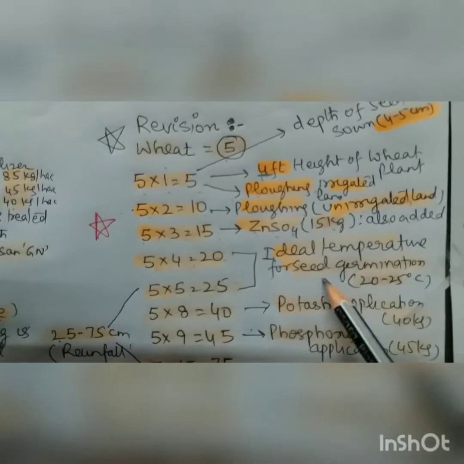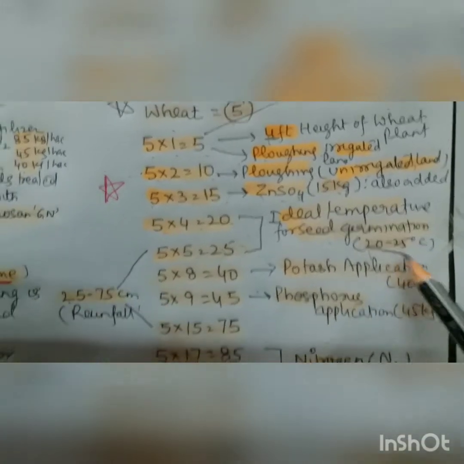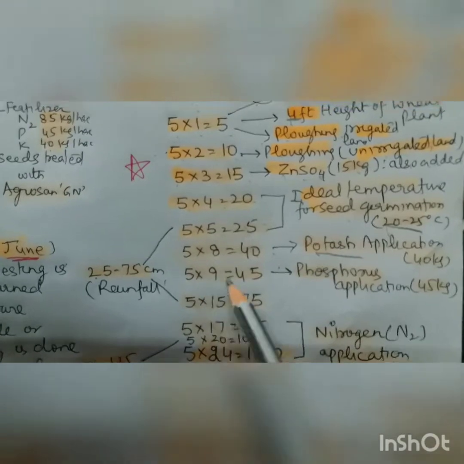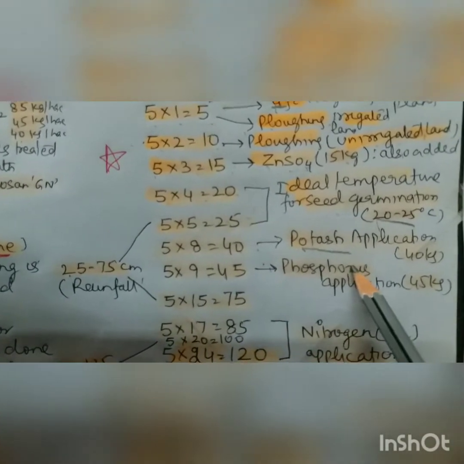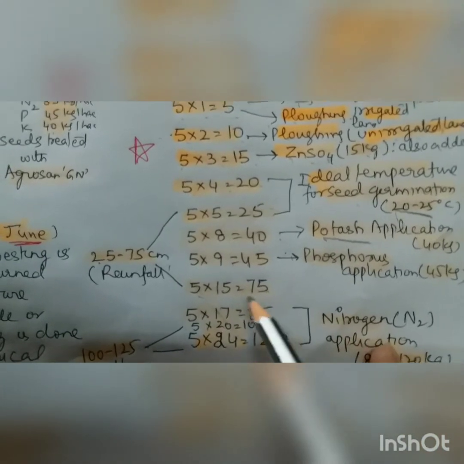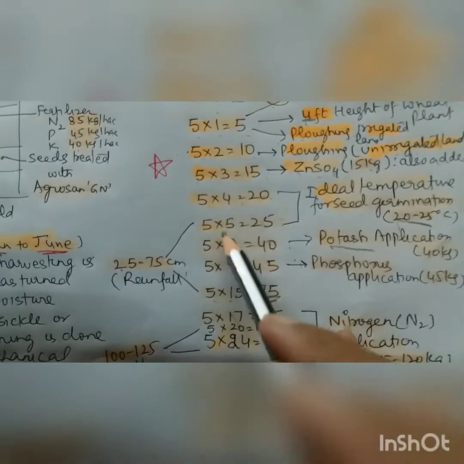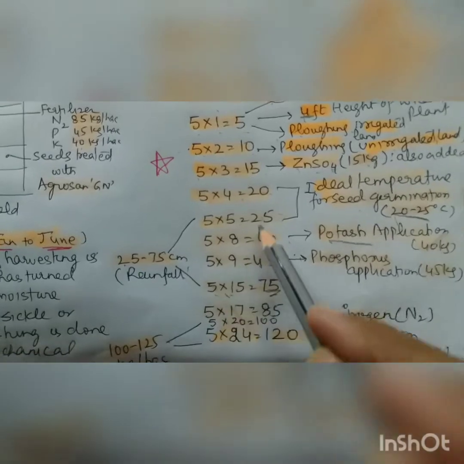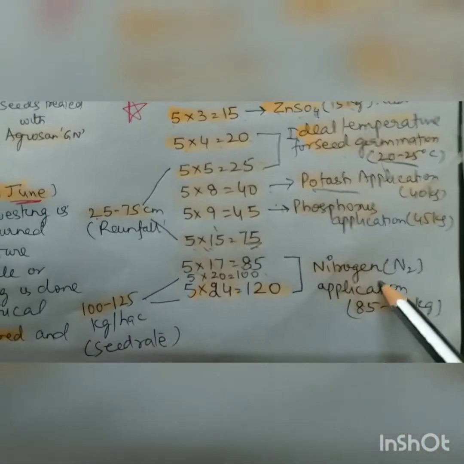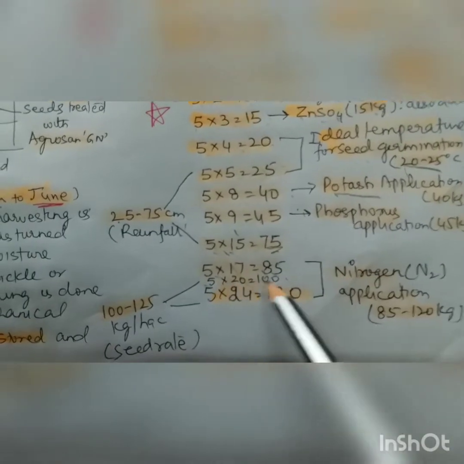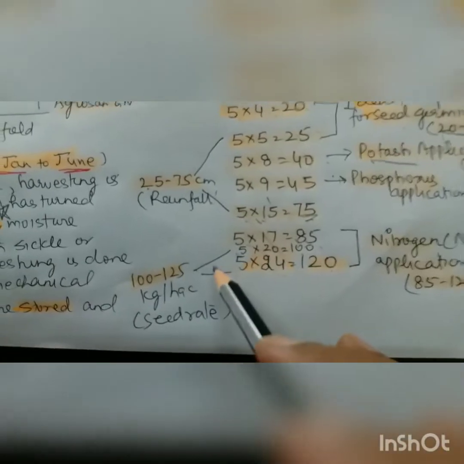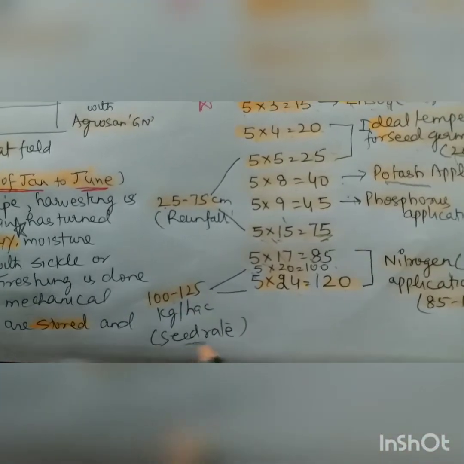20-25 is the ideal temperature for seed germination. 5 8s are 40: potash applied. 5 9s are 45: that is the phosphorus application. And then 5 15s are 75, and this 25 to 75 is the rainfall. And 5 17s are 85: that is the nitrogen application. And 5 20s are 100, and 5 24s are 120, and this 100 to 125 is the seed rate.